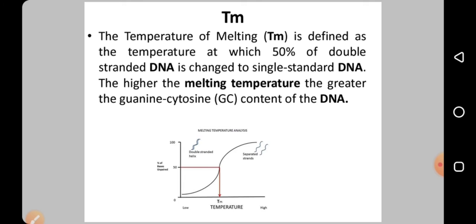It is mainly because GC, that means guanine cytosine, consists of 3 hydrogen bonds. That means more energy is needed to break that. And if it is AT, it is 2 bonds. So less energy is sufficient to break this entire thing.